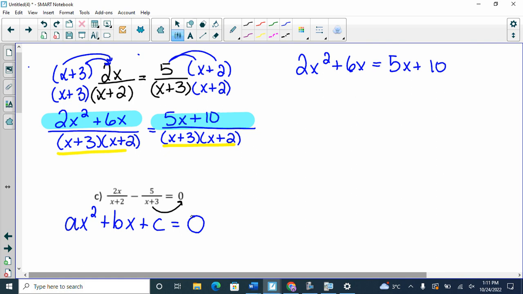So I'm going to subtract the 5x and subtract the 10 over. So this is all from grade 11. This is not grade 12 anymore. This is grade 11. So now we get 2x squared. We collect like terms. Minus 5x plus 6x is plus 1x. Minus 10 equals 0.